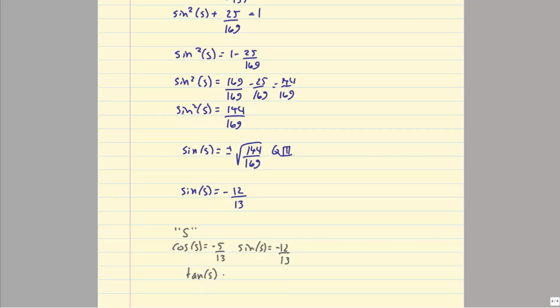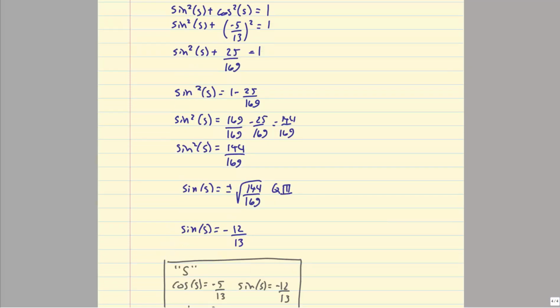Because remember, the tangent is sine over cosine. So if I take sine over cosine, I'd end up with a positive 12/5. So if I take the sine negative 12/13 divided by negative 5/13, I would flip that. The 13s would cancel. And negative divided by negative is a positive, so I'd have 12/5. So this is kind of the big information that I need to know to work this problem for s.